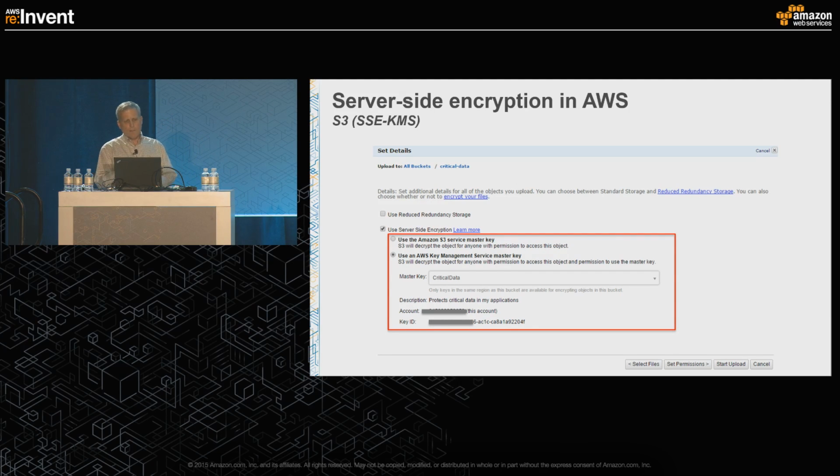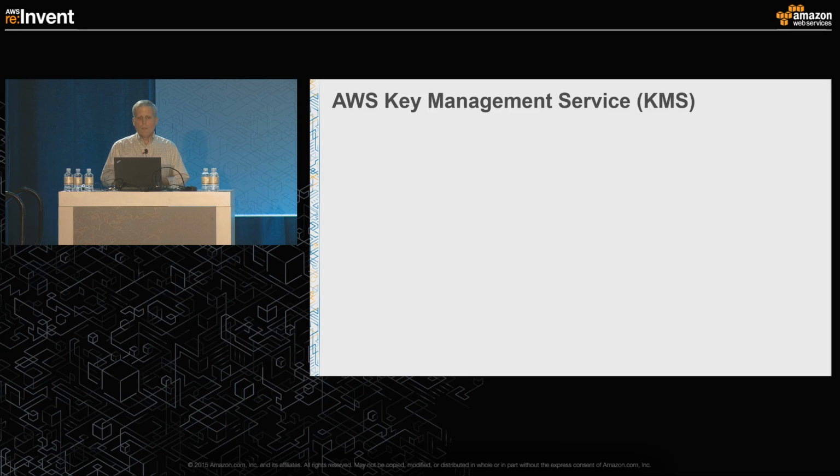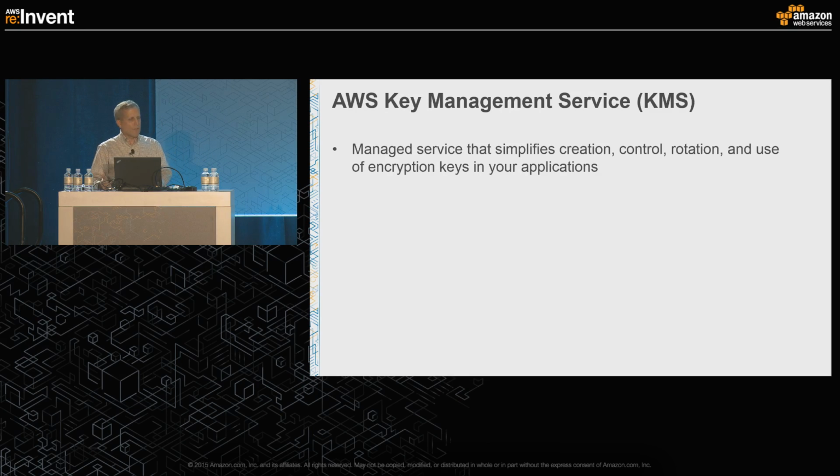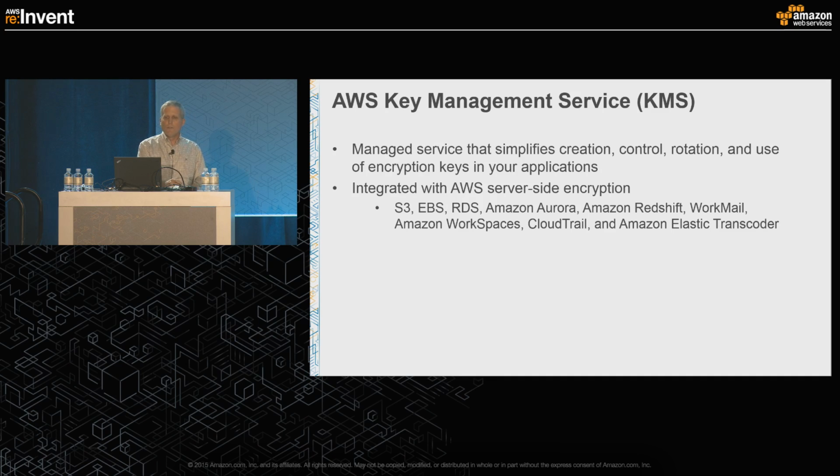And there's a few different models here in the ways in which S3 can do server-side encryption. The one in the bottom half of the red box there uses the key management service. So you're effectively saying there are keys in existence inside a service, and I want you to use this one referenced by ID. So let's talk a little bit about Key Management Service, or KMS. It is a managed service designed to simplify the creation, the control, the rotation, and the use of encryption keys inside your applications.